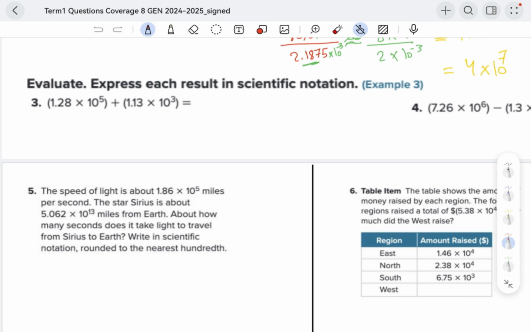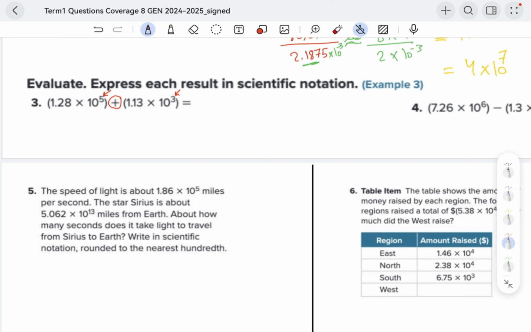Let's go for question number 3. Evaluate and then express your result in the scientific notation form. Here, as you can see, we have to add, but first you have to check the power of 10, if we have the same exponent or not. We can add the same digit with the same place value. We can't add numbers with different place values. We have to order the numbers correctly, so we can add the ones with the ones, tens with the tens, and so on.